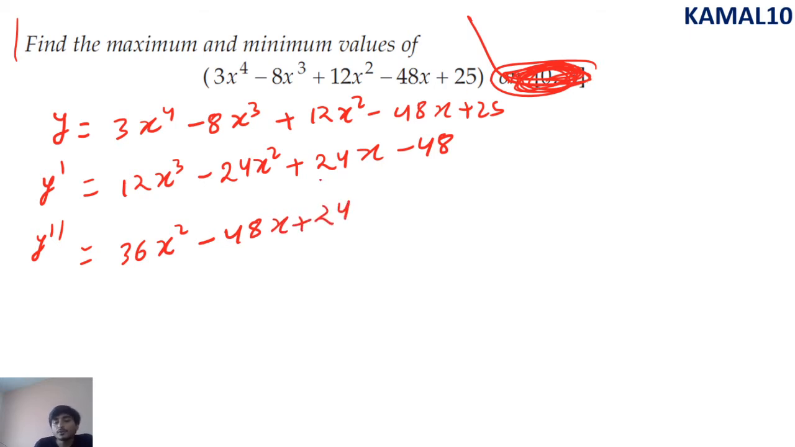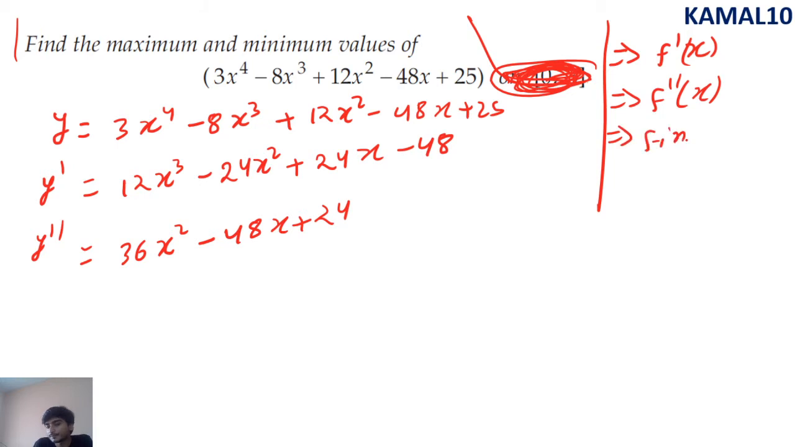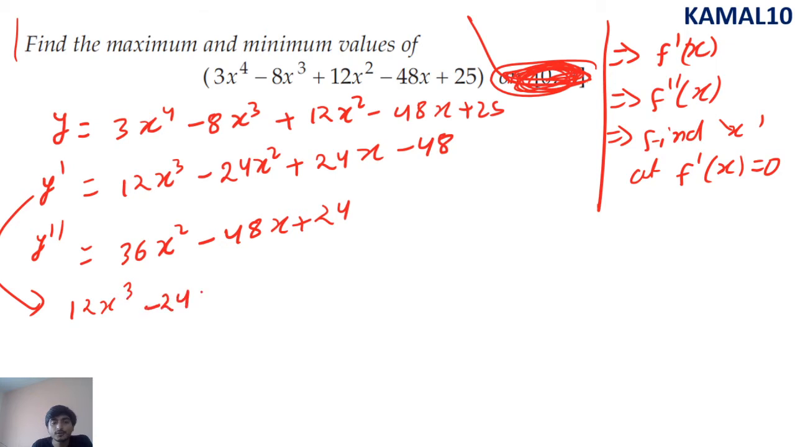Now what do you need to find? First we will find f dash of x, then we will find f double dash of x, and third, find x at f dash of x equal to 0. So I will put this equal to 0. What is the condition? 12x cube minus 24x square plus 24x minus 48 equal to 0. So how can we solve it?